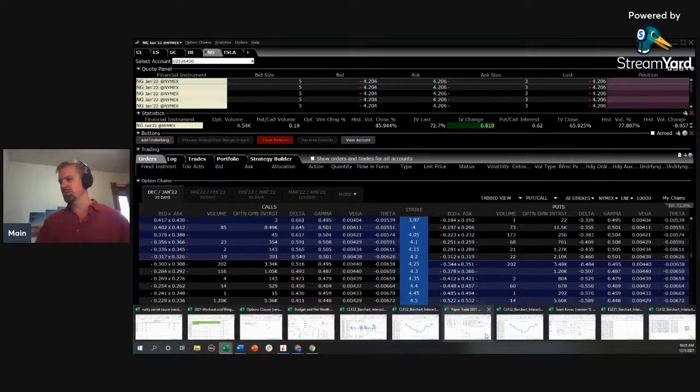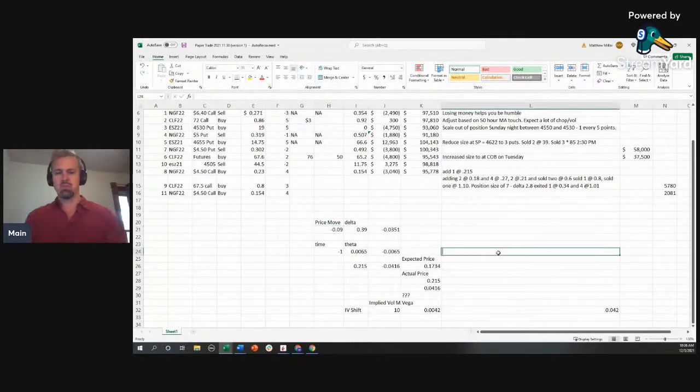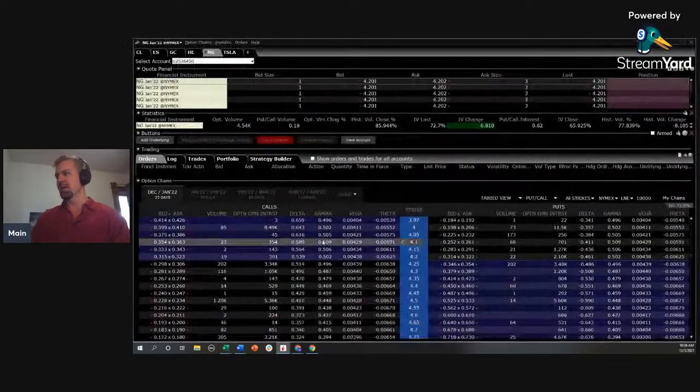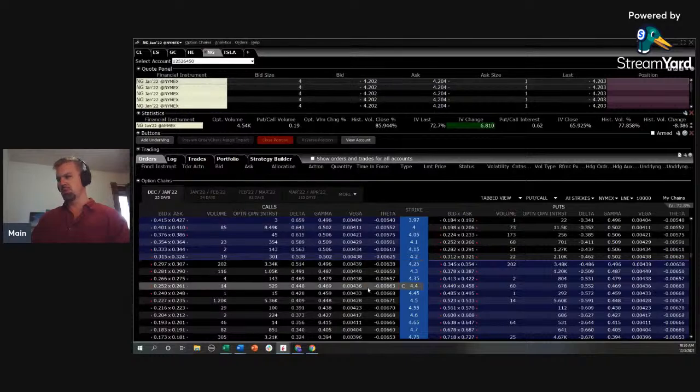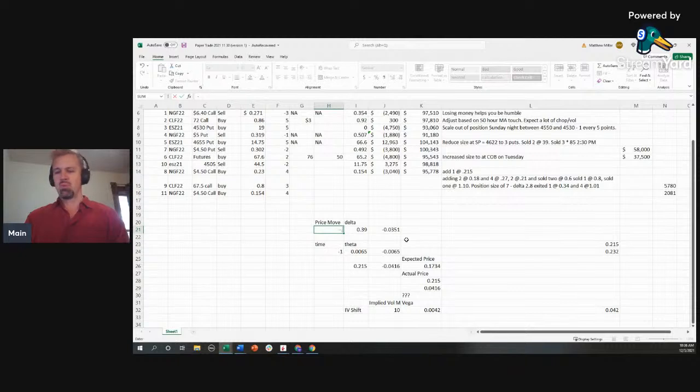Okay, 0.232. Let's just go over and look at what that means. So the price is 0.232. I entered yesterday at 0.215. Okay, so the price move on the underlying, on natural gas itself, let's just call it 4.205. So the underlying price was minus 0.035.